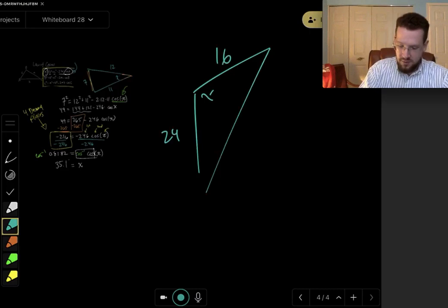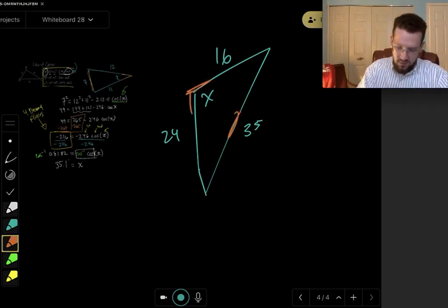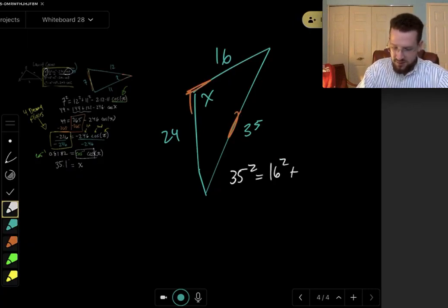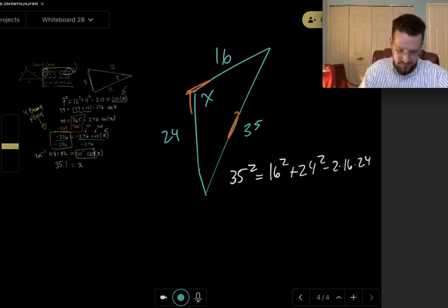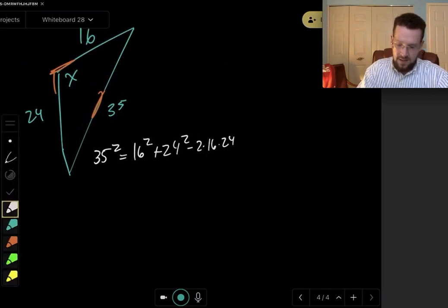And I'm going to do this one quicker just so you can see that all these problems have a very predictable pattern. So here's my angle. Here's the one across from it. That means I'm going to be taking the 35 squared is equal to the square of the other two sides minus 2 times the product of the two sides times the cosine of the angle. And here it is, x.